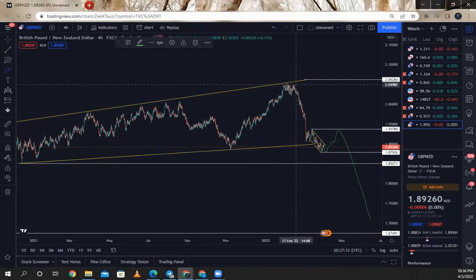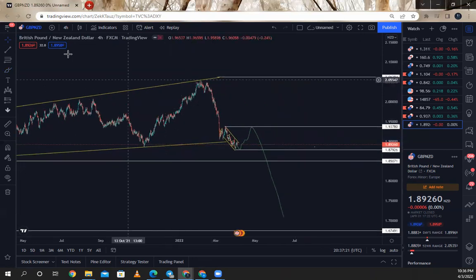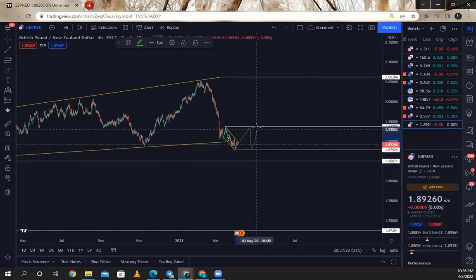Remember, we are coming from a big impulse, right? So if we're coming from a big impulse, you must also expect what? A big correction. So this correction can be as big as this on the forward time frame before it commits to the downside, right?